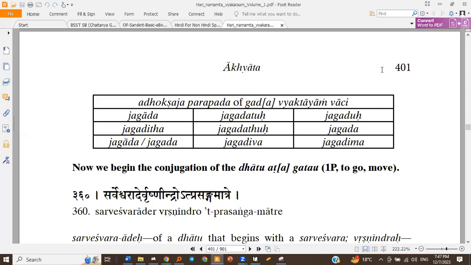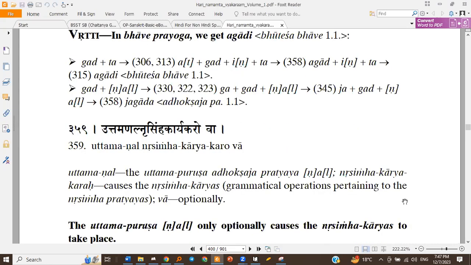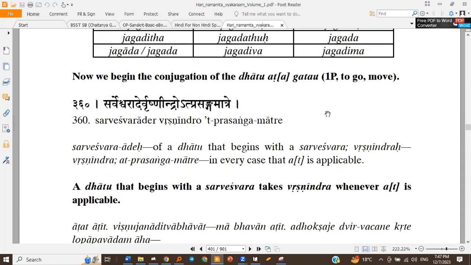Hare Krishna, resuming from Sri Harinama Vyakaranam. We are doing the Akhyata Prakaranam. We have already covered a couple of dhatus. We did Gad. The next one is dhatu Atagatau.